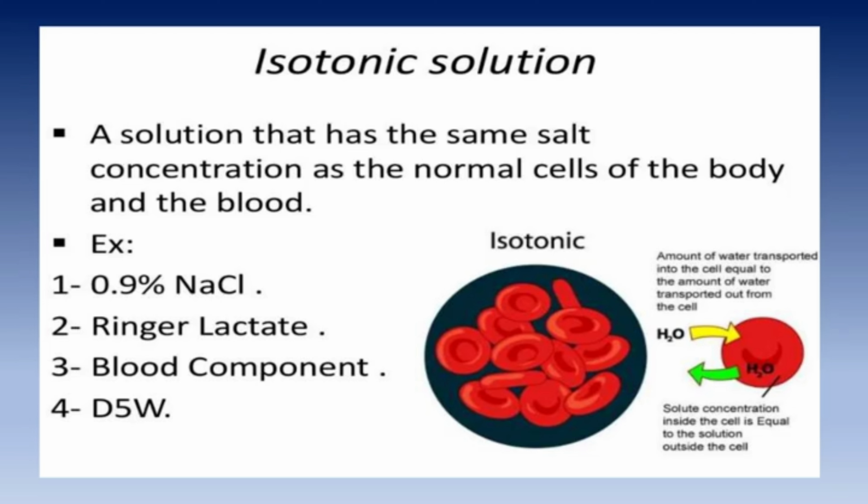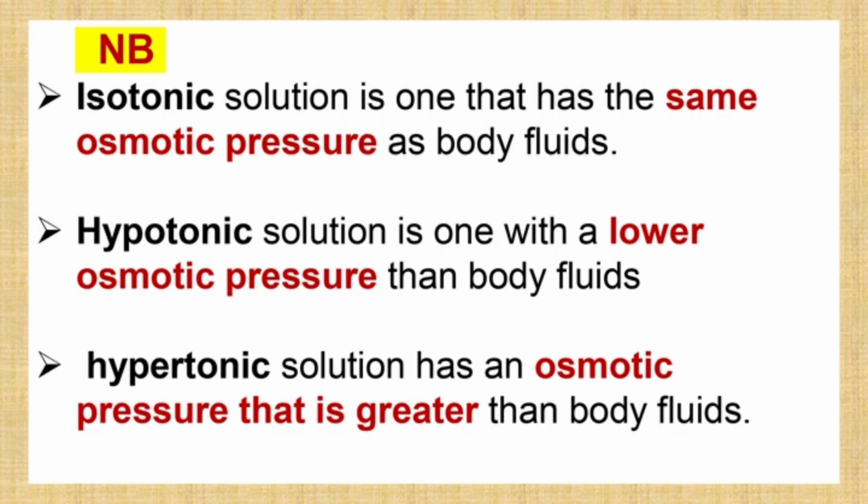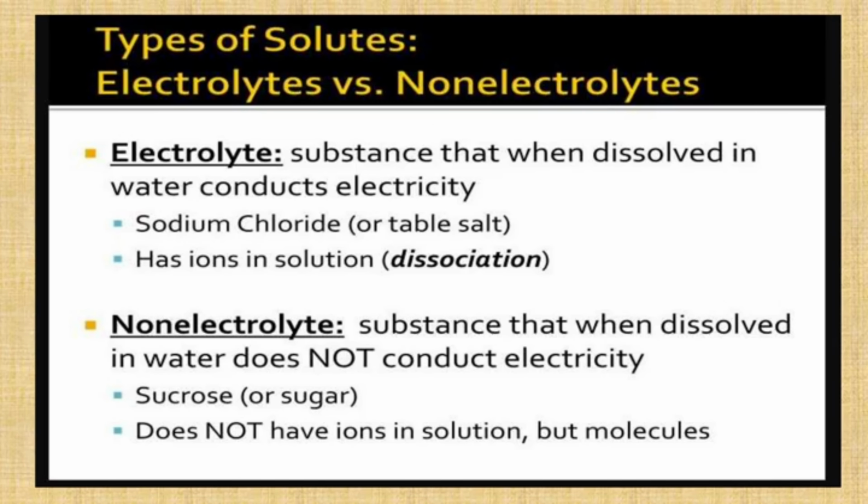Then the next slide is very, very important. Isotonic, hypotonic, hypertonic. Isotonic means a solution that has the same osmotic pressure as body fluids. Hypotonic means it has a lower osmotic pressure than body fluids. Hypertonic means a solution has an osmotic pressure greater than body fluids. These three types are very important. We can expect questions based on this, so be thorough with it. Then the next slide we are discussing the types of solutes, electrolytes and non-electrolytes.